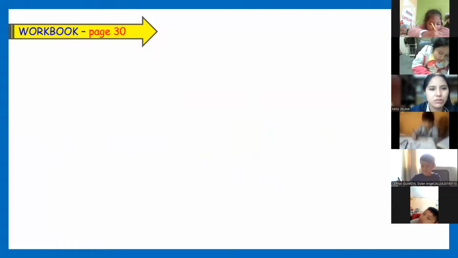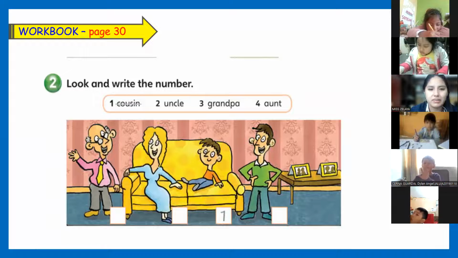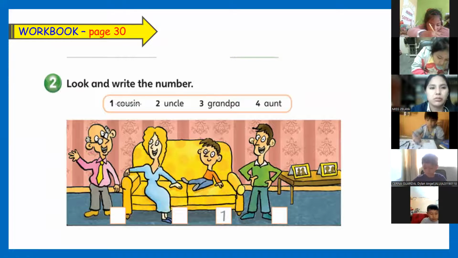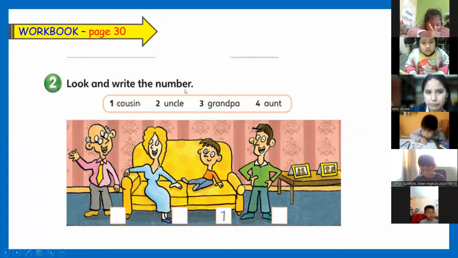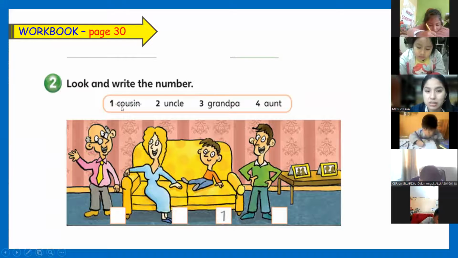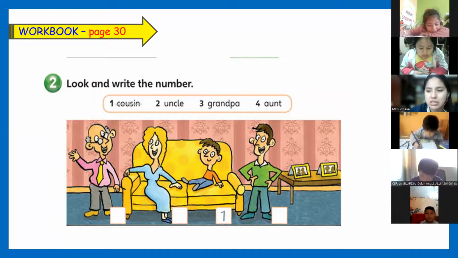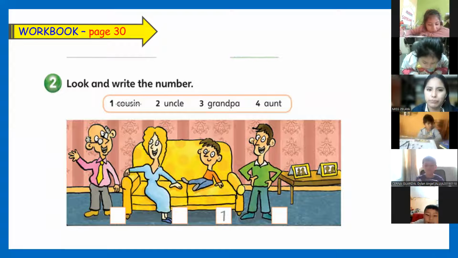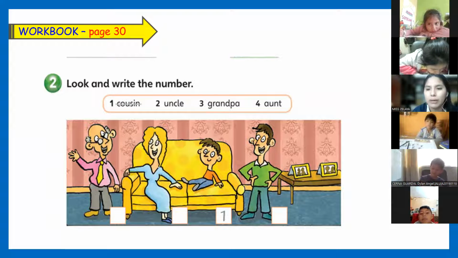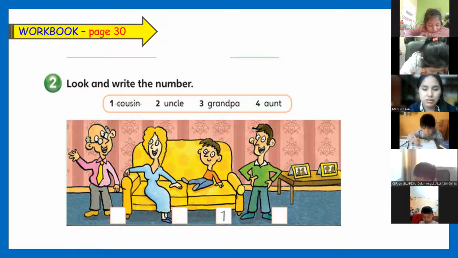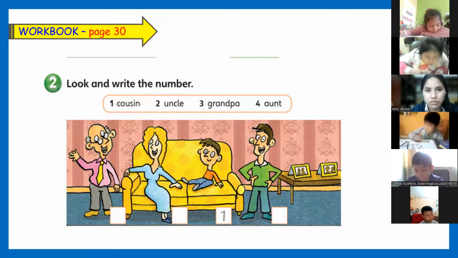Okay, students, let's continue with the next activity. Activity number 2. Look and write a number. For example, in this picture, here we have cousin. Cousin is the number 1. You know, cousin significa prima o primo. Es para el género masculino o femenino. Si queremos decir primo, decimos cousin. Si queremos decir prima, decimos cousin too.